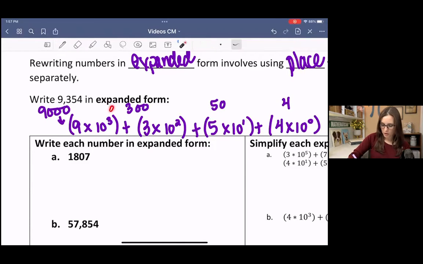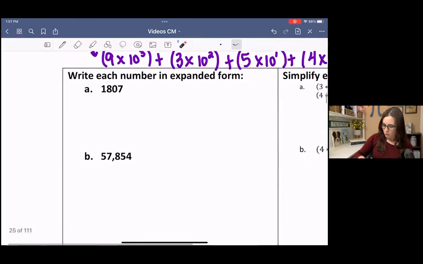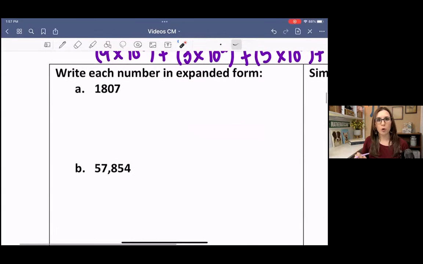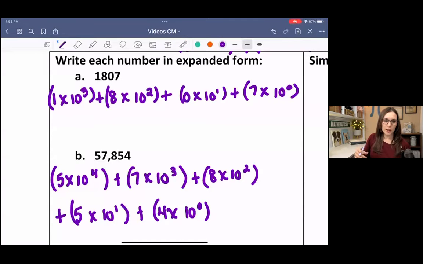And you can see that we start with the largest exponent and we work our way down in descending order, all the way down to 0. Remember, anything to the 0 is 1. So we actually have 4 times 1, which is 4. 5 times 10, which is 50. 3 times 100, which is 300, and so on. So use that to rewrite these numbers in expanded form. Pause the video, try it, and come back. Go ahead and check your work with the solutions I have on the page.